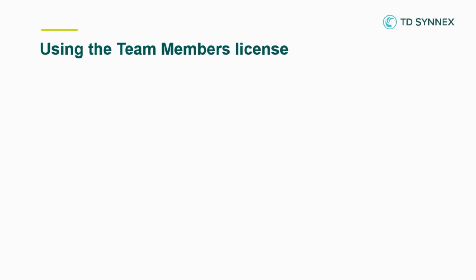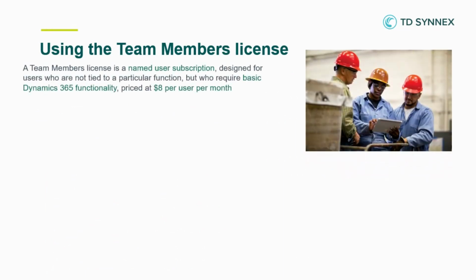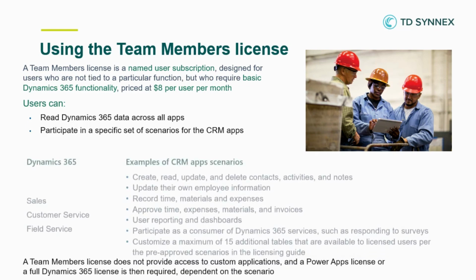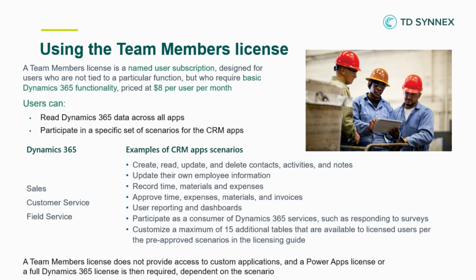So we know that this is a license for people who require basic functionality across the apps, and we can see that it's cost effectively priced at $8 per user per month. So what can users do with the CRM apps? Well, they can read data across all of the apps, and then they have more powers to create, edit, or delete in certain scenarios relating to the CRM functionality, which you can see listed here on the slide.